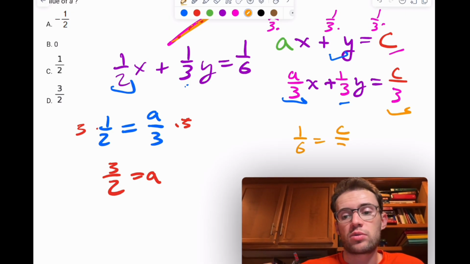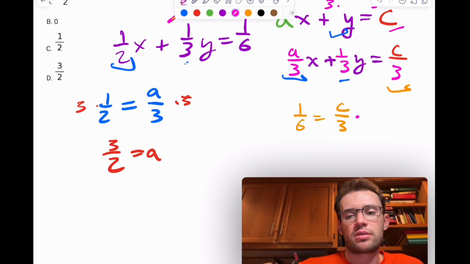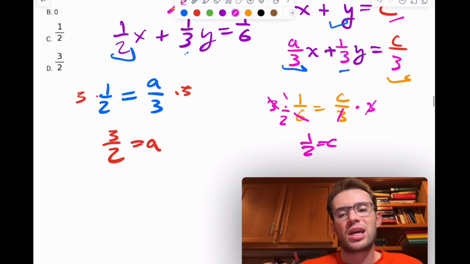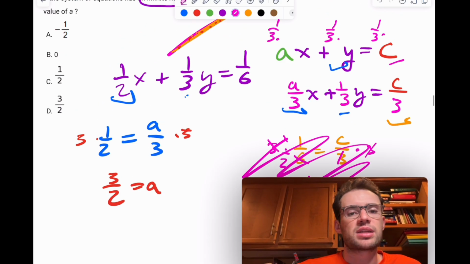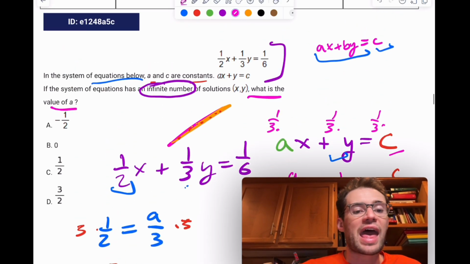So 1/6 would have to be equal to c over 3. And, again, to get the c alone, you just multiply both of these by 3, cancels here. And then 3 over 6 is the same as 1 over 2. So c would be equal to 1/2 to make this true. Again, don't worry about the c value. They didn't ask about the c. All they said is, what is the value of a?